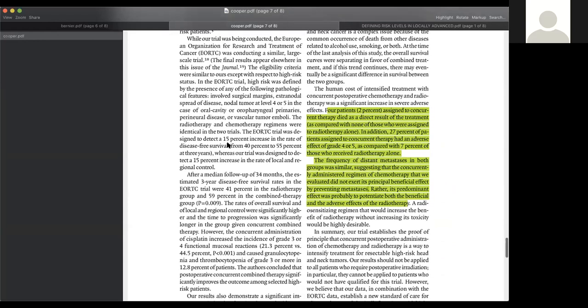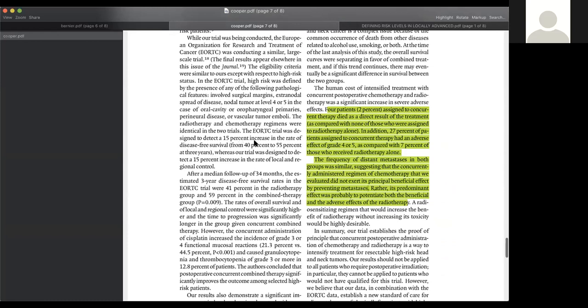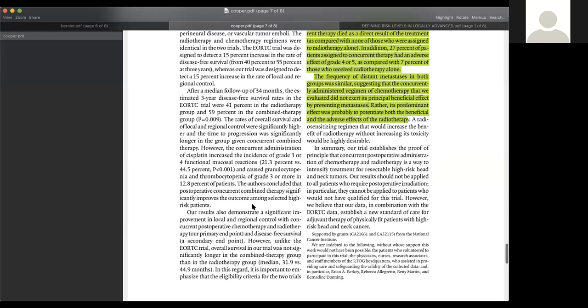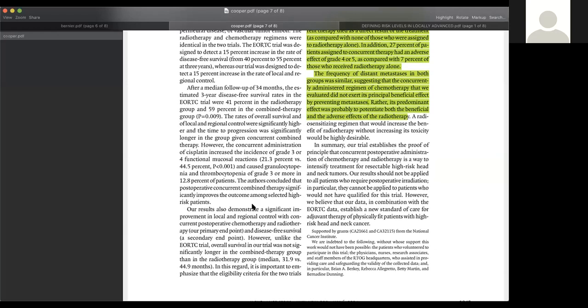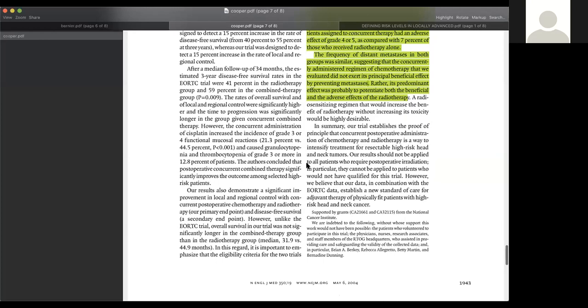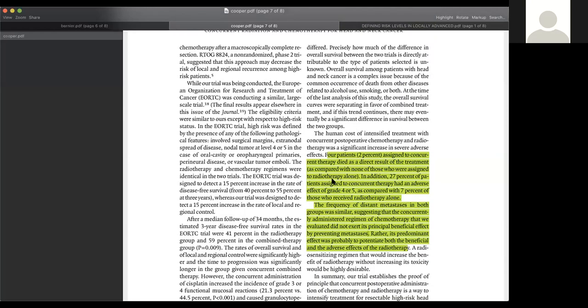They have highlighted that fact. They've also highlighted the fact that they had better disease-free survival and better local regional control, but they've also acknowledged that their overall survival was not better compared to the previous paper. And the thing about this paper is that they've also talked about the morbidity associated with severe adverse effects. That is, 2% of patients who had concurrent chemotherapy died as a result of treatment, while none of the patients who had radiotherapy died. And 27% of the patients had a grade 4 or grade 5 toxicity compared to 7%.